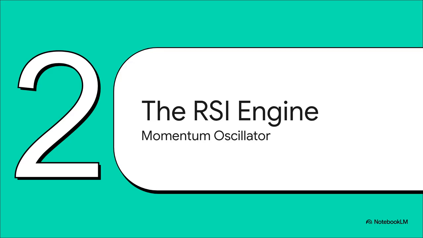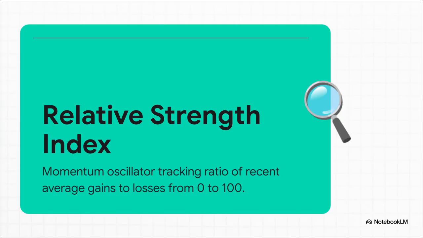Which brings us to section 2, the RSI momentum engine. So you're probably wondering, what's the actual tool an architect uses to measure that internal fuel? Well, it's the Relative Strength Index, or RSI, created by J. Wells Wilder. At its absolute core, the RSI is a momentum oscillator.